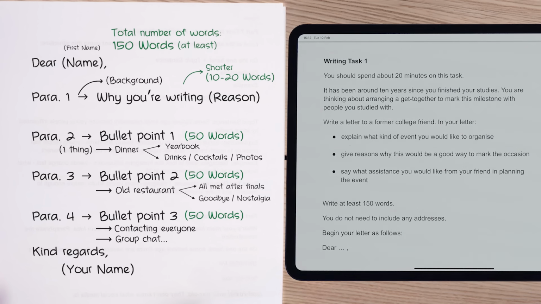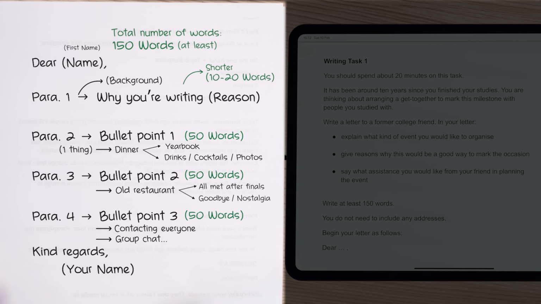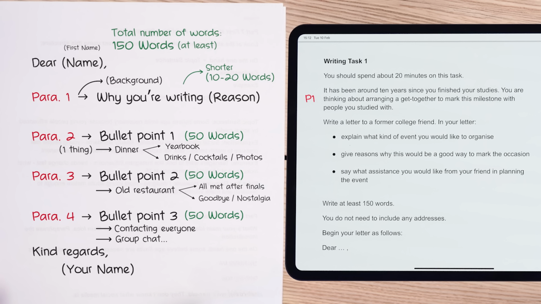Okay, so we've done our plan. In the real test, because you know the structure, this will take like 2 minutes. Always use this structure and just put P1, P2, P3, P4, a couple of bullet points, but just make sure they actually are answering the things that they actually ask you to do there.